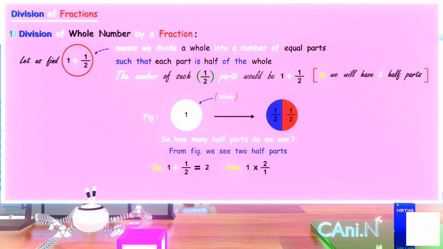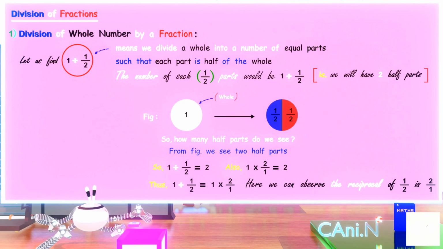Also, if we multiply a whole and the 2 parts, we get 2. Thus, 1 divided by 1 by 2 equals 1 into 2 by 1. Also here we can observe, the reciprocal of 1 by 2 is 2 by 1.